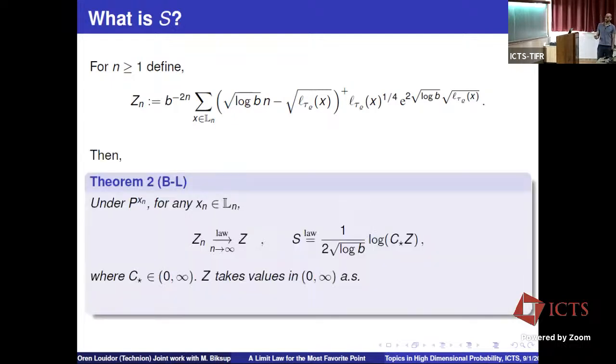It turns out that this random creature has a limit in law as n tends to infinity, and if you take the log of this limit and normalize it properly, then this is S. You can prove that this is a proper random variable. So that's S.